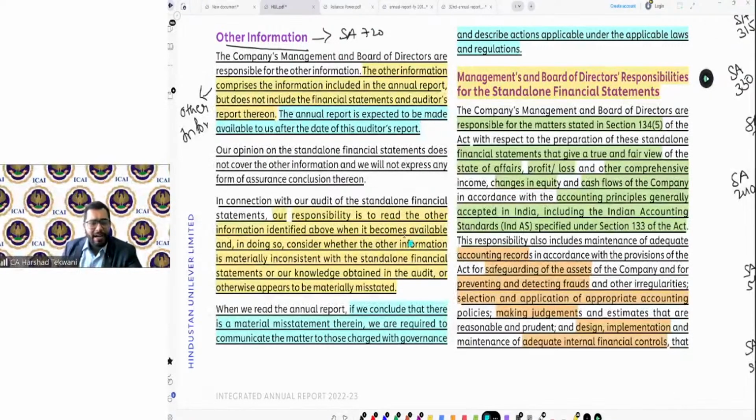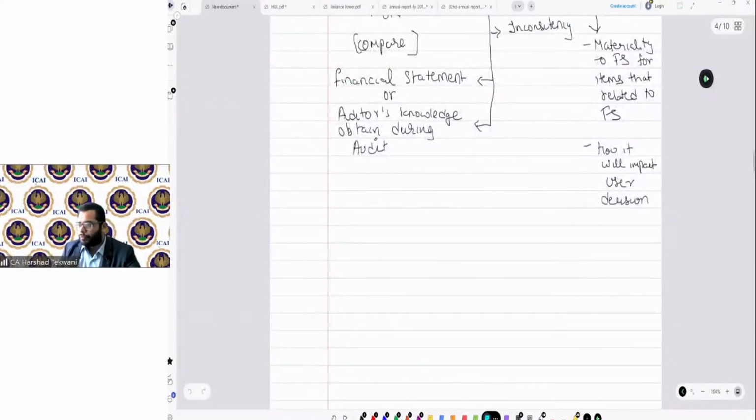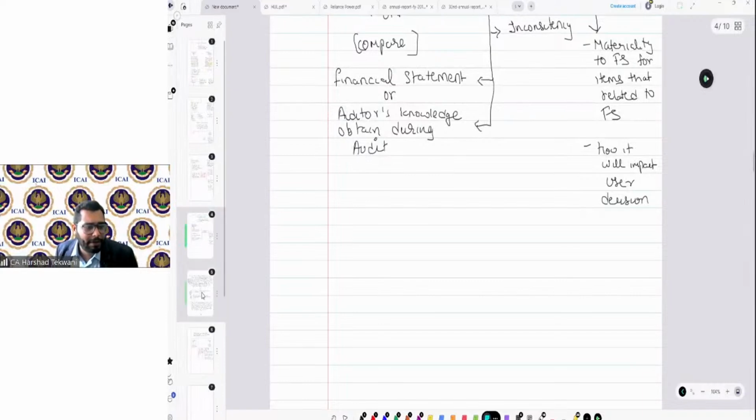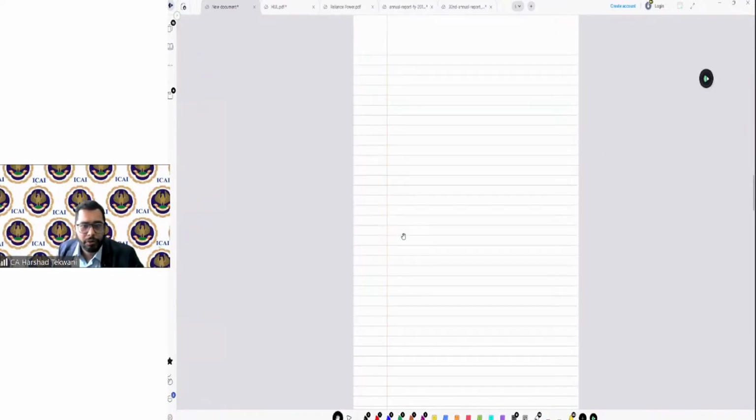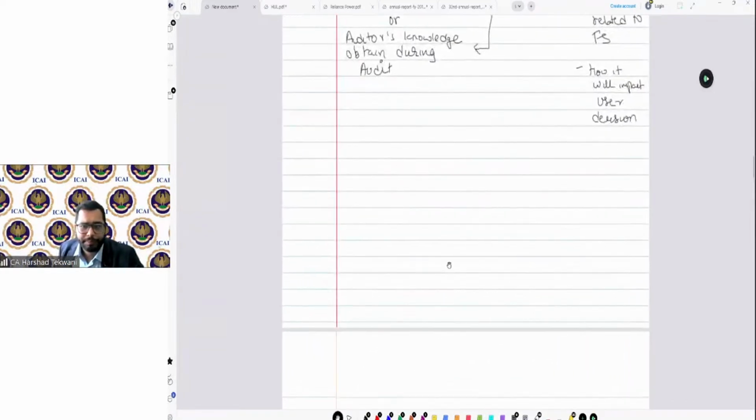Number two, what if we identify an inconsistency? To read the other information, we first need to ask management to please provide the other information on a timely basis, either before issuing the audit report or after issuing it, but on a timely basis, so that we can read it and say that this is the other information and accordingly we have read it or not.